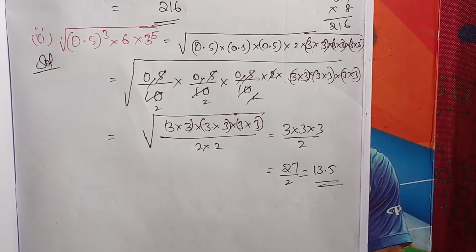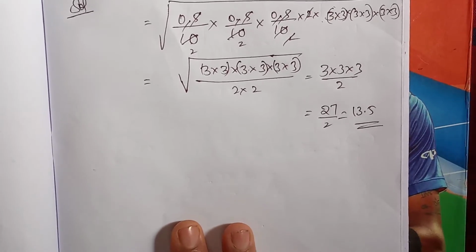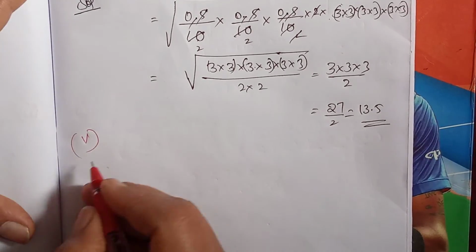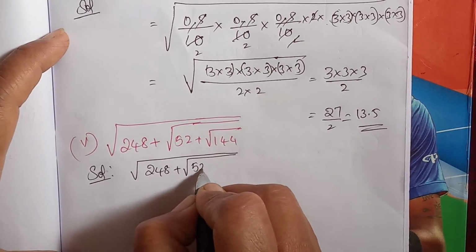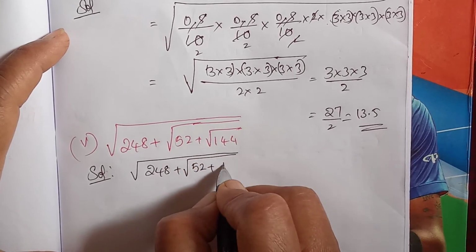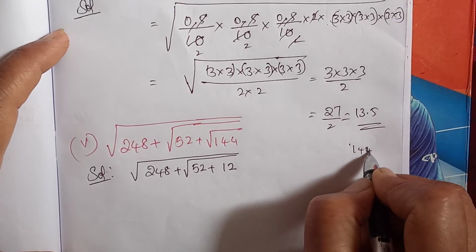Yeah, third one you try. Fourth one, fifth one. Fifth one I will explain to you. Third and fourth you try. Fifth one I'll complete in this video. What is the fifth question? Yeah, I'm just rewriting the question, children. Square root of 144 is 12. Okay, you can also do and check.